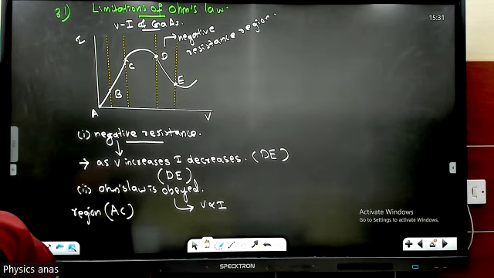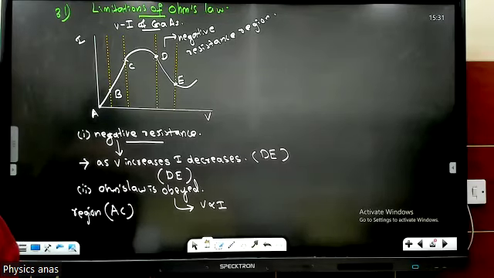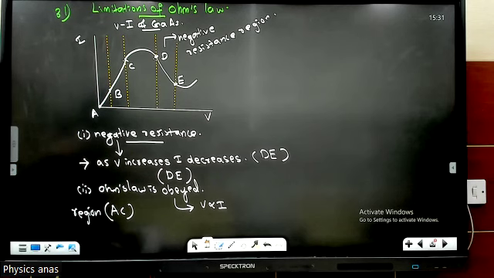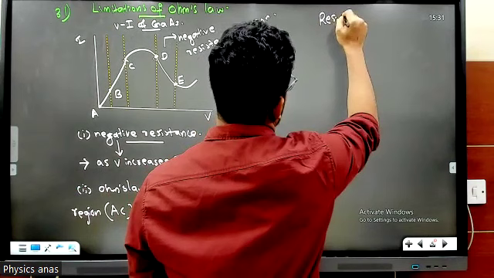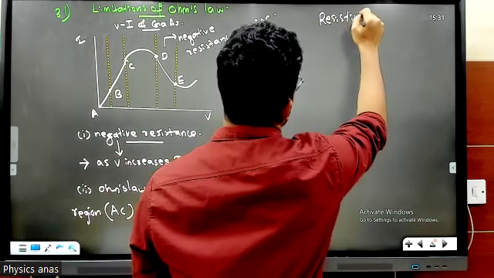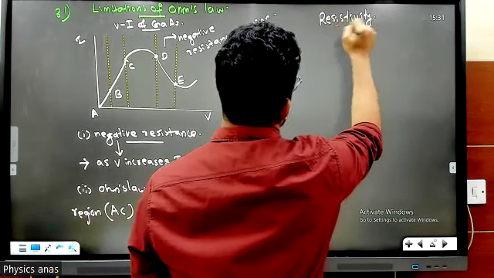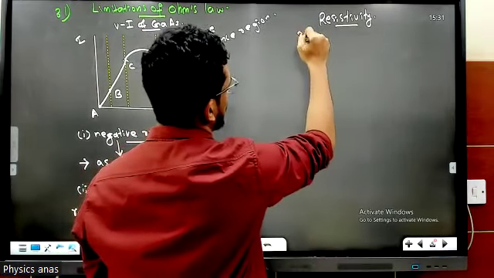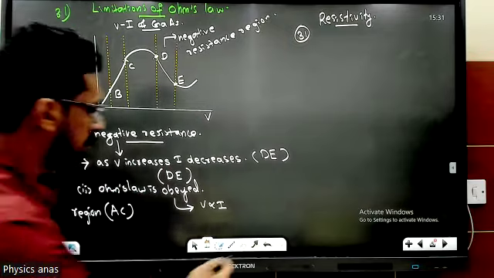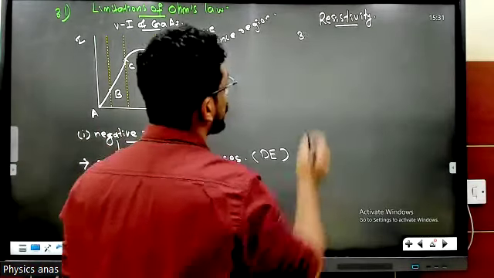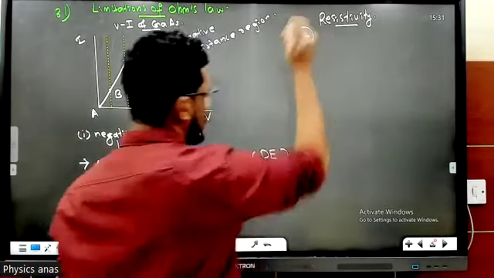Okay, now look at an MCQ from resistivity of various materials. We are moving to resistivity. The question will be based on resistivity, and the question number is 32.